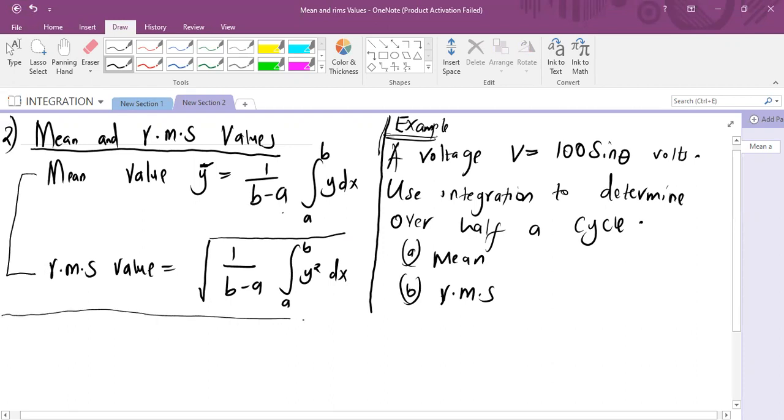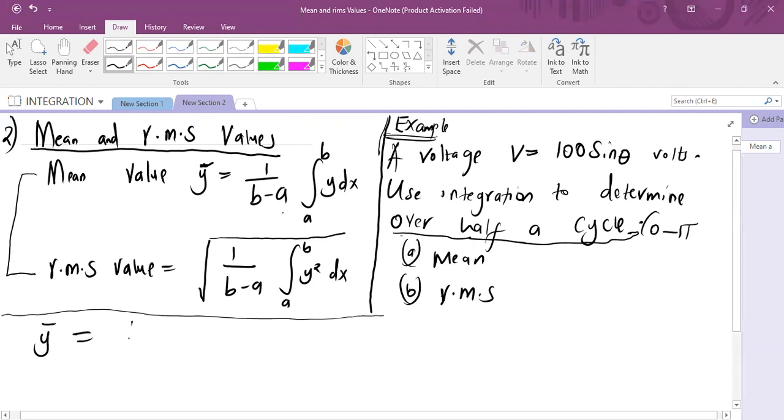So we're being told a voltage V is given by 100 sine theta. So basically in this case, our y is our V and our theta is basically the value of the x. We're being told to use integration to determine the mean over half a cycle. So over half a cycle basically means from 0 to pi. Now let's come and get y bar, which is the mean value.